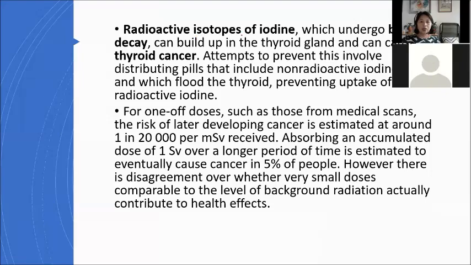Radioactive isotopes of iodine, which undergo beta decay, can build up in the thyroid gland and can cause thyroid cancer. Attempts to prevent this involve distributing pills that include non-radioactive iodine-127, which flood the thyroid, preventing uptake of radioactive iodine. For one-off doses, such as those from medical scans, the risk of developing cancer is estimated at around 1 in 20,000 per mSv received.